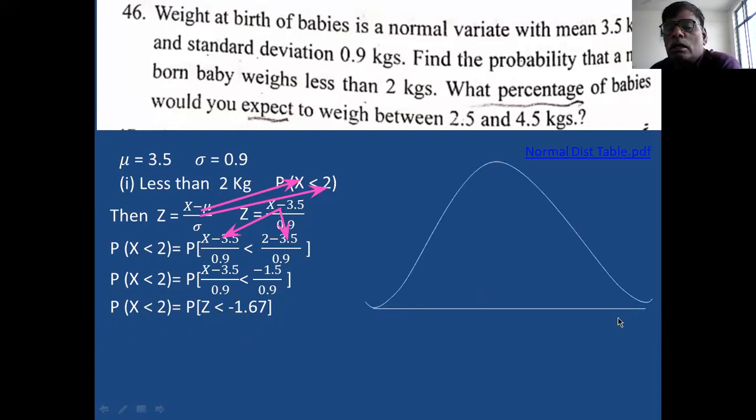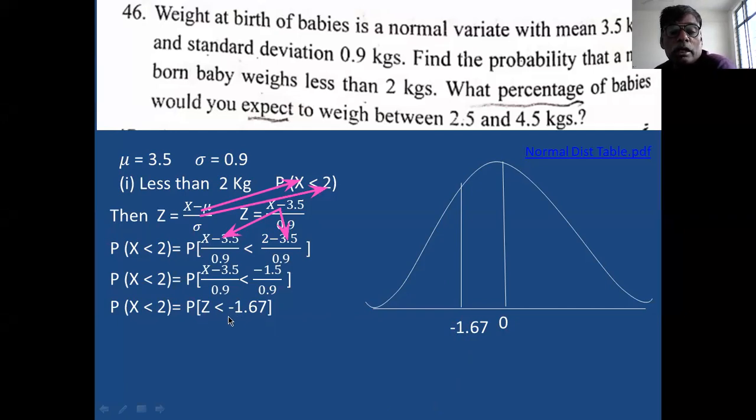In this stage, you draw the graph. So this is the graph, the normal distribution graph. Here is the 0. Then your value is minus, so on the minus side, you draw one line. This is the line. Okay. And the value of this line is minus 1.67. Okay.